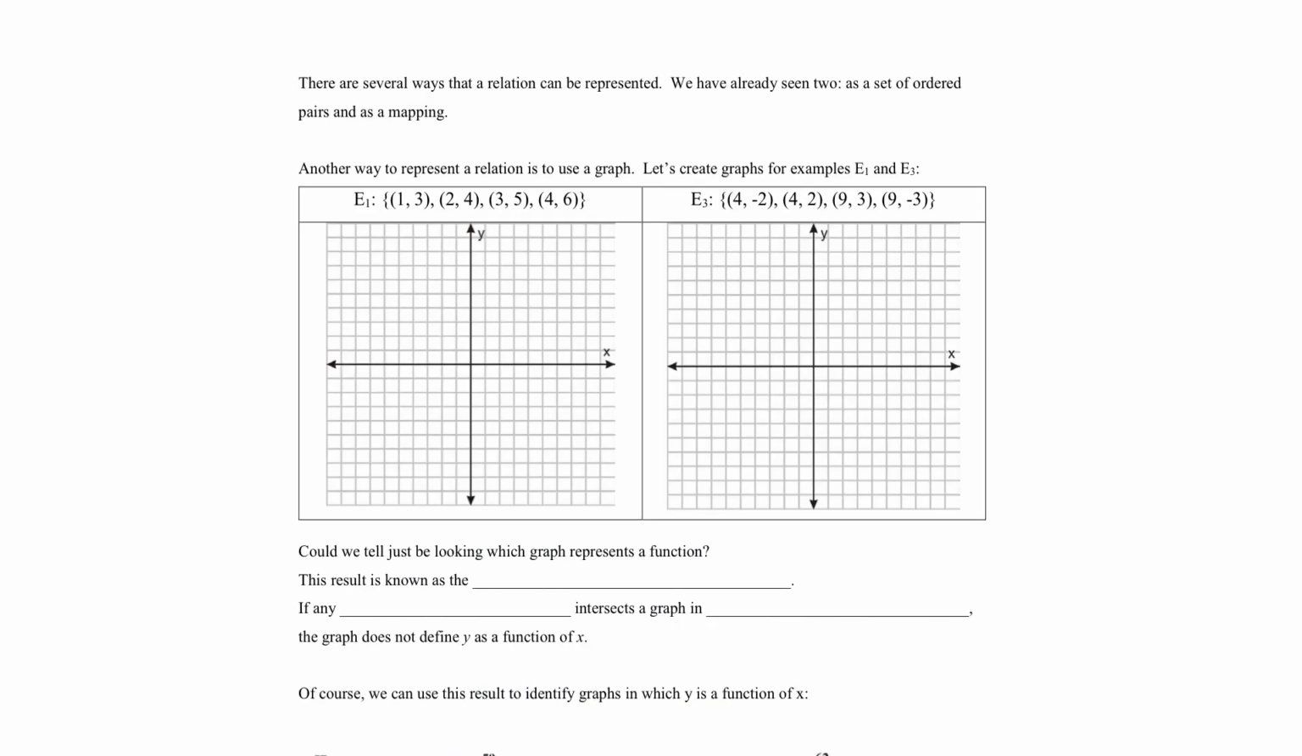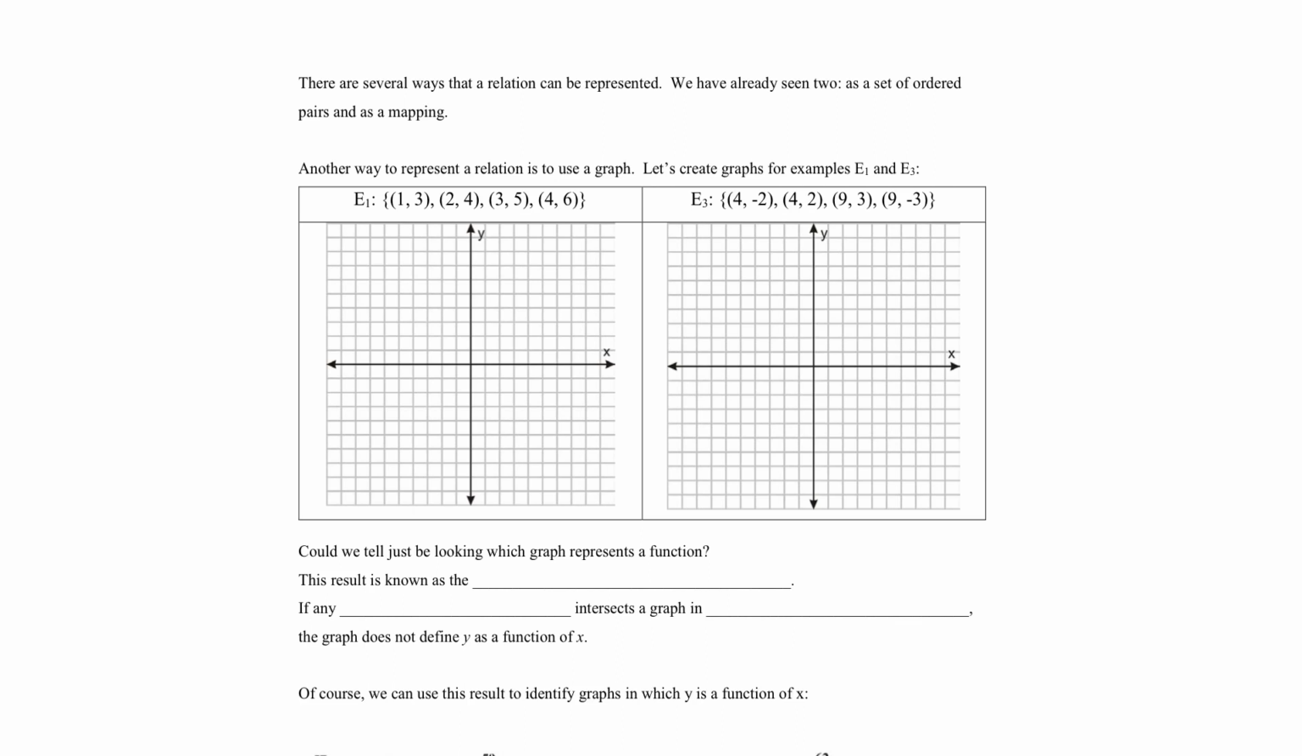Now, there are several ways that the more general idea of a relation can be represented. We've already seen 2 of them, as a set of ordered pairs and as a mapping. Another way to represent a relation is to use a graph. So let's create graphs for examples 1 and 3.